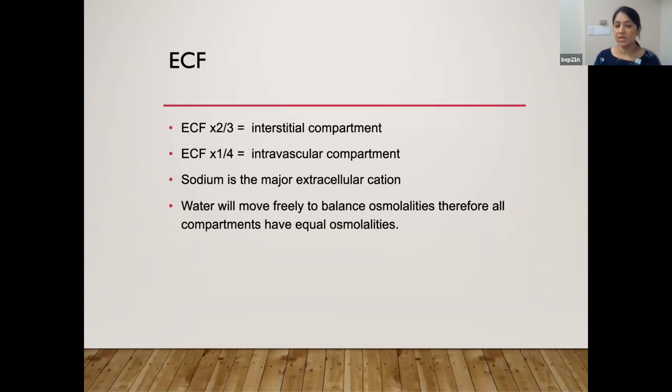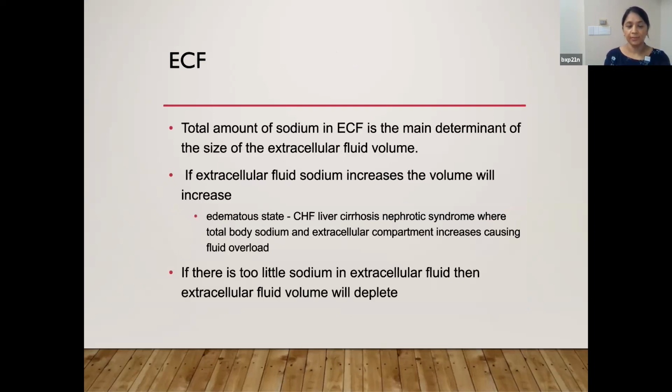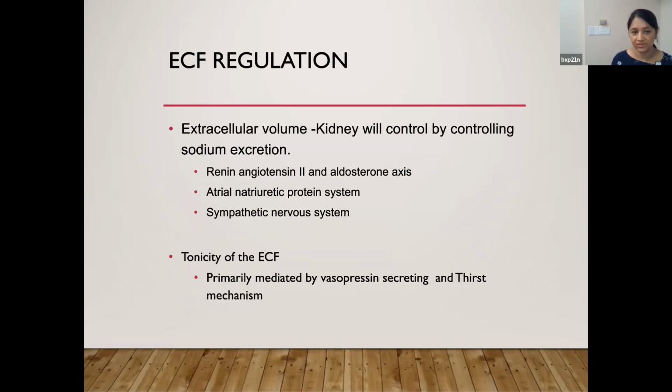compartment. Sodium is a major extracellular cation, and water will move freely to balance the osmolalities. Therefore, all the compartments have equal osmolalities. The total amount of sodium in extracellular fluid is the major determinant of the size of the extracellular volume. If sodium increases, the volume should increase. For example, somebody who comes edematous, like they're in heart failure, liver cirrhosis, nephrotic syndrome, you see the total body sodium and extracellular fluid compartment has increased, and they have total body fluid much higher than normal. And if there is too little sodium in the extracellular fluid, then the extracellular volume will deplete.